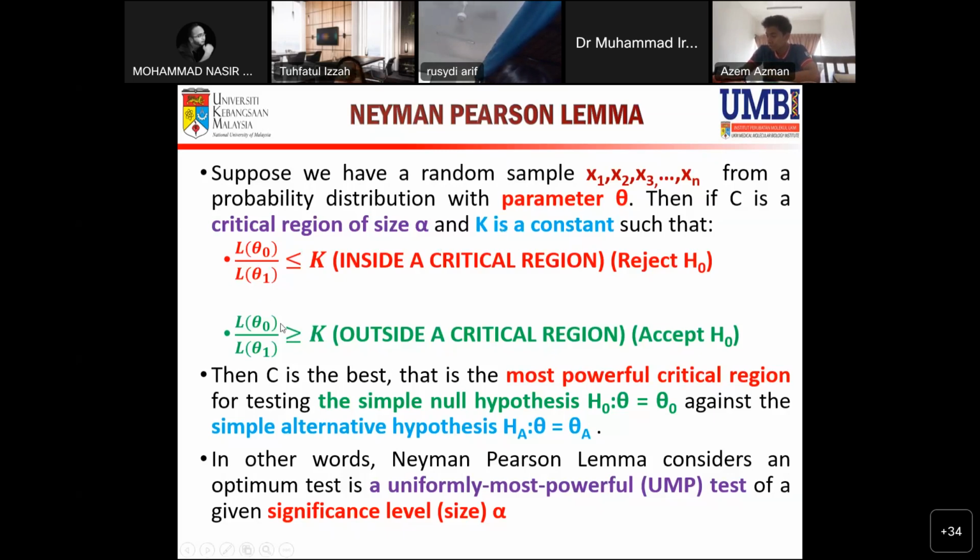In the other scenario, if the likelihood under the null hypothesis is bigger than the likelihood under the alternative hypothesis, with the parameter theta equal to certain values under the alternative hypothesis, then for sure, because the numerator is bigger than the denominator, it will be bigger than K. So the value will be outside the critical region. So in this case, we accept the H naught. Okay. So this is the notation that we use for the Neyman-Pearson Lemma for our class.